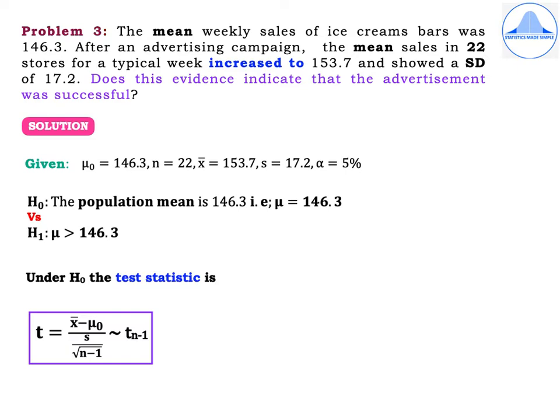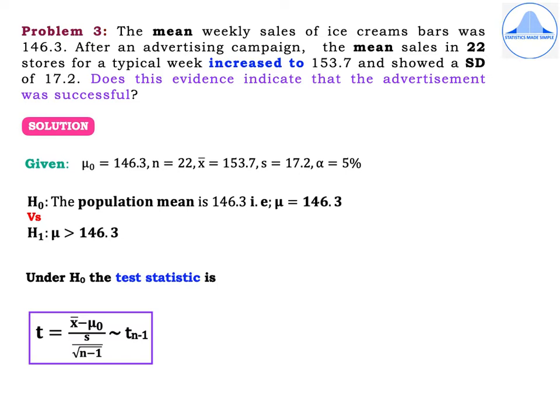So under solution, let us list down the values which are given. You have mu naught is equal to 146.3, n is equal to 22, then the sample mean x bar is 153.7 and the sample standard deviation s is 17.2, alpha is 5%.